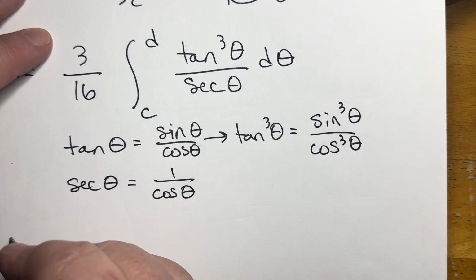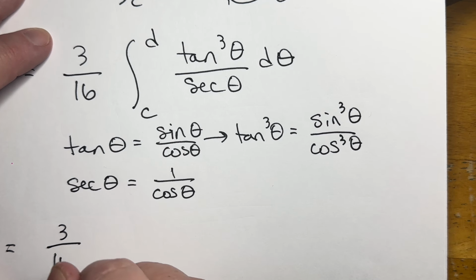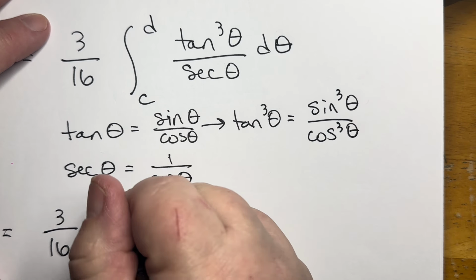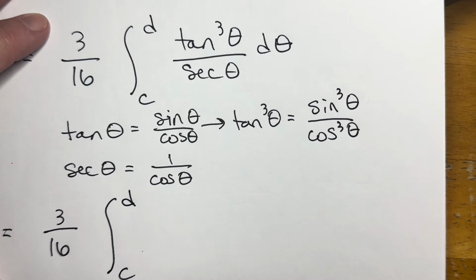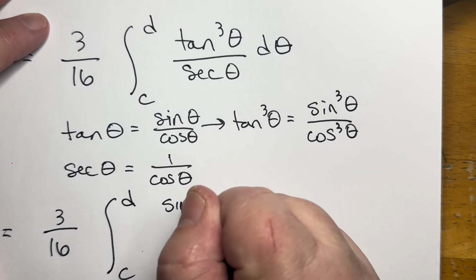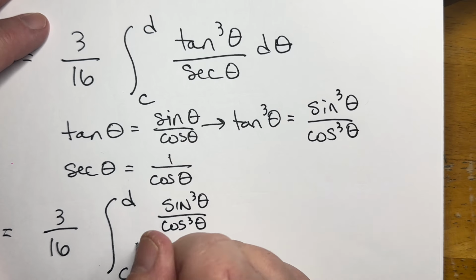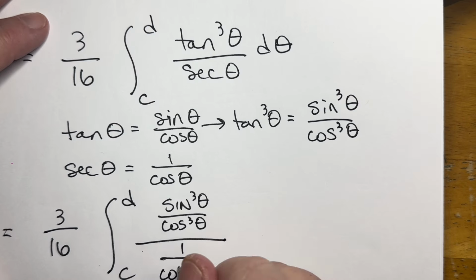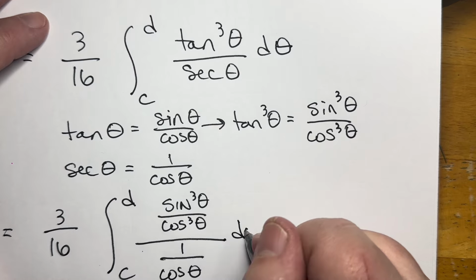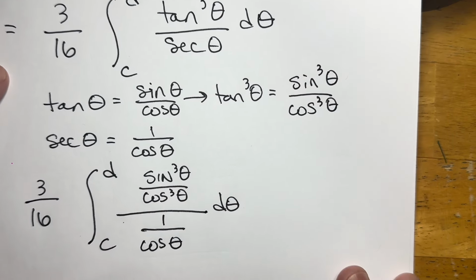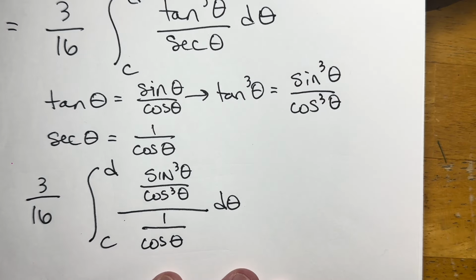Okay, so I've got 3/16 from c to d, sine cubed theta over cosine cubed theta over 1 over cosine theta d theta. What do you guys think? Not too bad, not too bad.